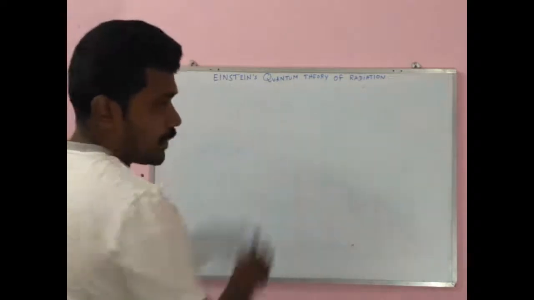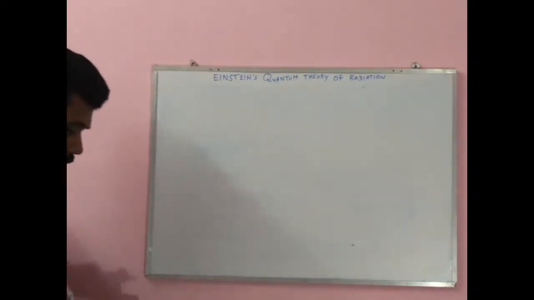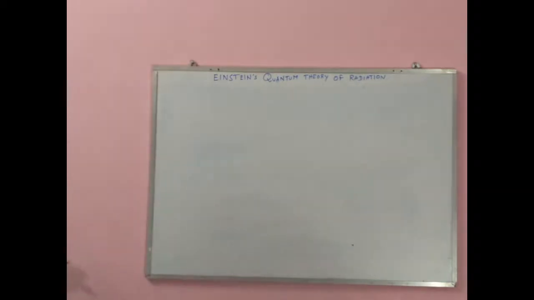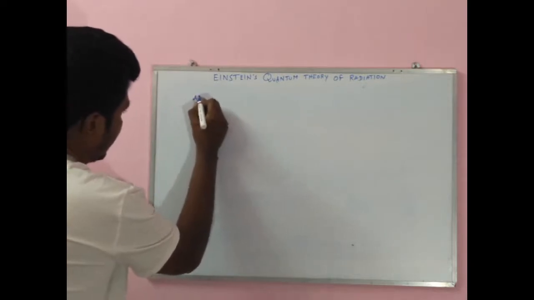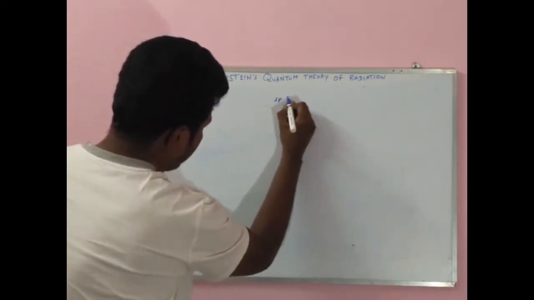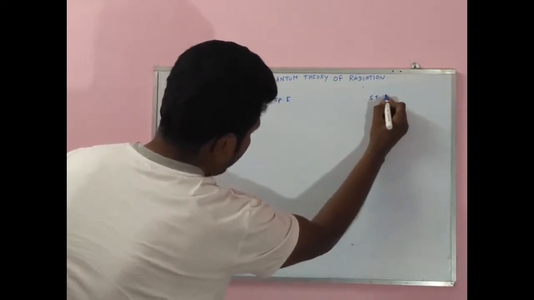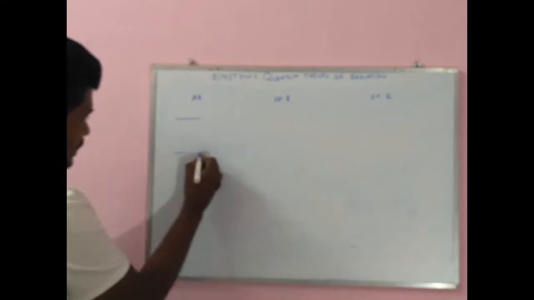Einstein quantum theory of radiation. Basic concepts. For the Einstein quantum theory of radiation, we find the Einstein A and B constants. The basic concept is, first of all, we find absorption and spontaneous emission, then stimulated emission. Okay, so what is meant by absorption?